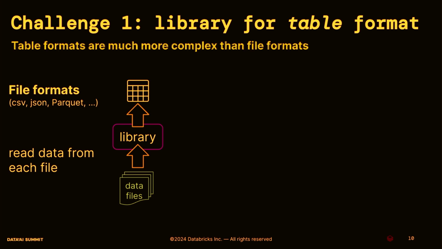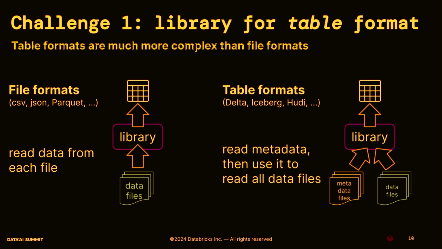The important distinction is that those are libraries for a file format. CSV, JSON, Parquet, these are file formats. You give it a path to a file or a set of files, you get back the data, that's it. There is nothing more to it.